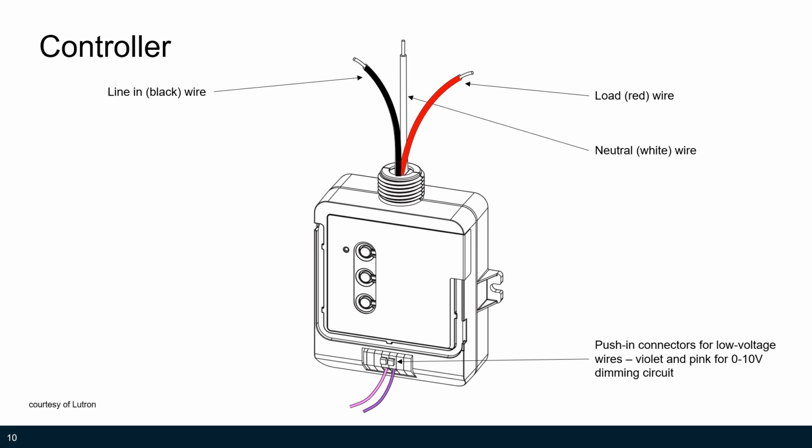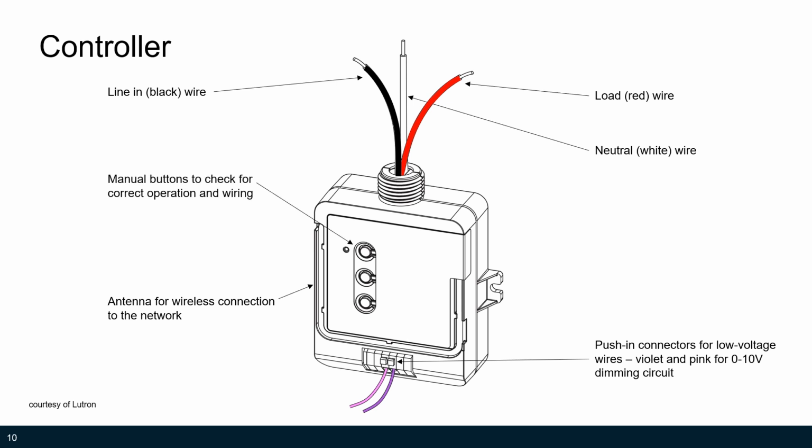On the bottom are push-in connectors for some low voltage wires, in this case violet and pink, and that's to connect to the fixture to send the 0 to 10 volt dimming signal. So this controller, because it's establishing a wireless connection to the network, not only has an internal radio, but it also has an antenna. Normally it's tucked into that slot that you see there. If there's any issue with the signal getting back to the gateway, you can pull that out of the slot, let it hang down, and that may help to establish the wireless connection.